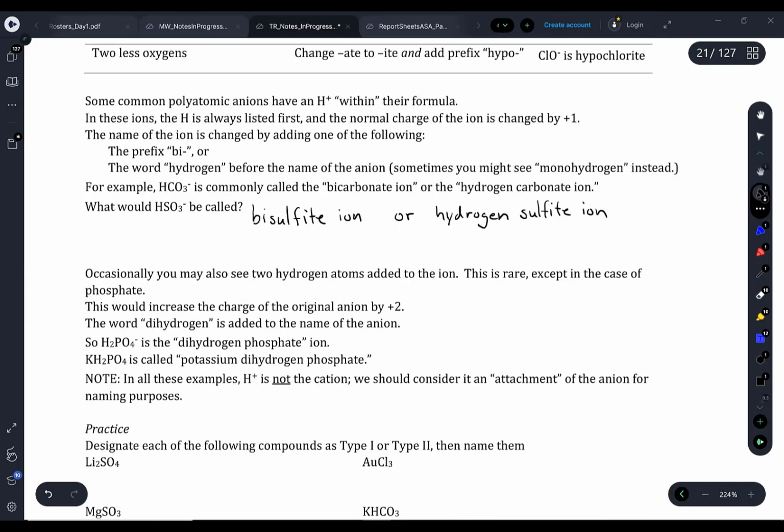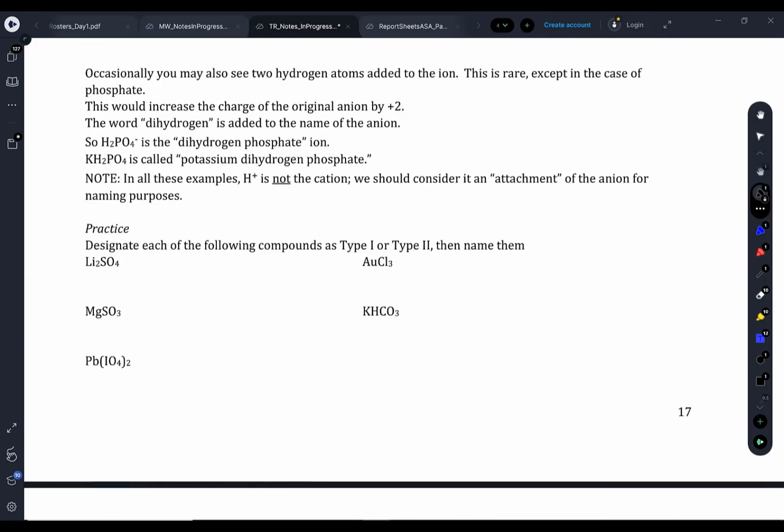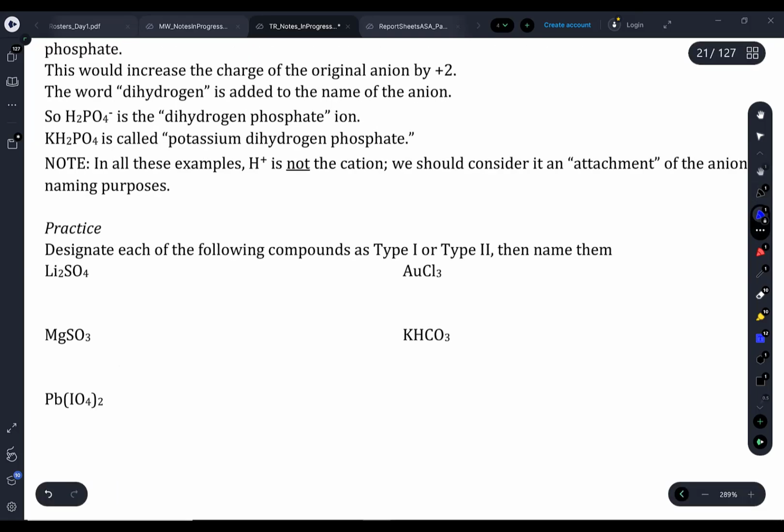All right. Now, so it's important when you look at a compound, like, for example, let's look at potassium dihydrogen phosphate.